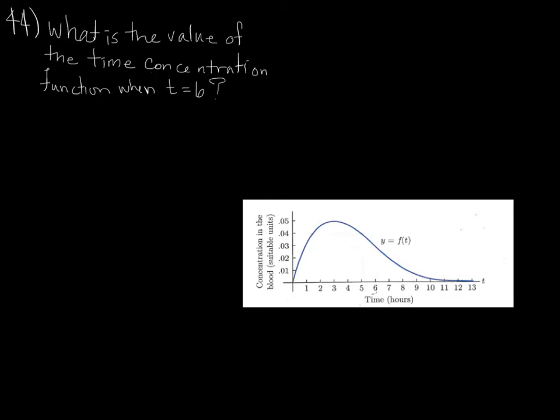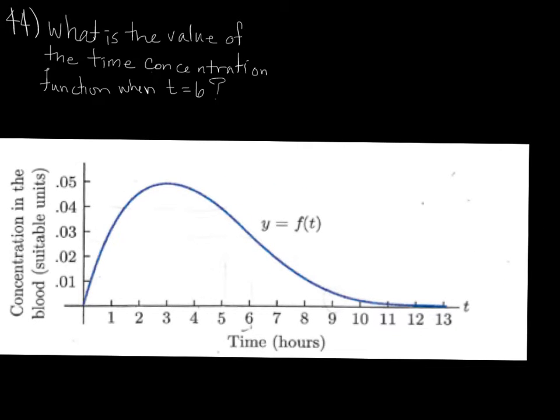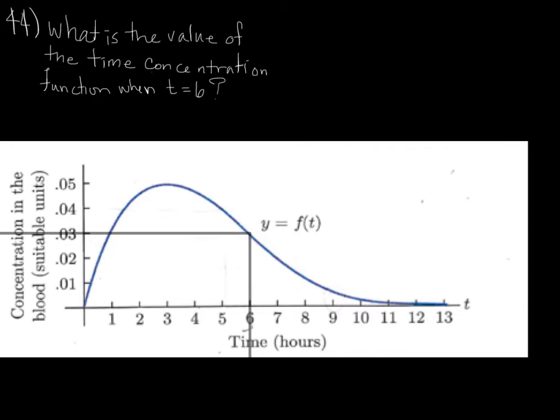For question 44, we want to know what the value is of the concentration function when t equals 6. This is almost the same as the last question, except it's asking you to put in 6 to the function instead of 1. So analyzing it like the last question, we see when 6 is plugged into the function, it gives us an output of 0.03. This is the same answer as the last problem. And this is perfectly fine, to have the same output matching up with two different inputs.